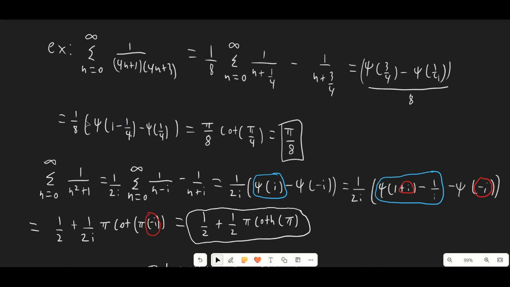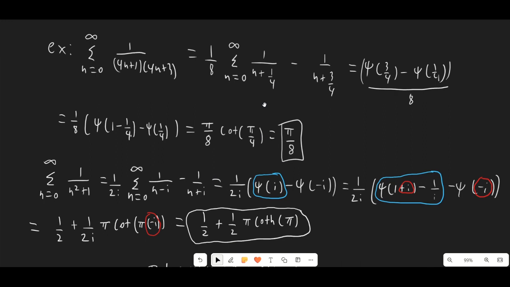Rewriting this, we get 1 over 8 times digamma of 1 minus 1/4 minus digamma of 1/4. And then we can use our identity from before for digamma of 1 minus z minus digamma of z. So we're just going to get pi over 8 cotangent of pi over 4, which is just the same as pi over 8, and that's the answer to this very, very nice summation.